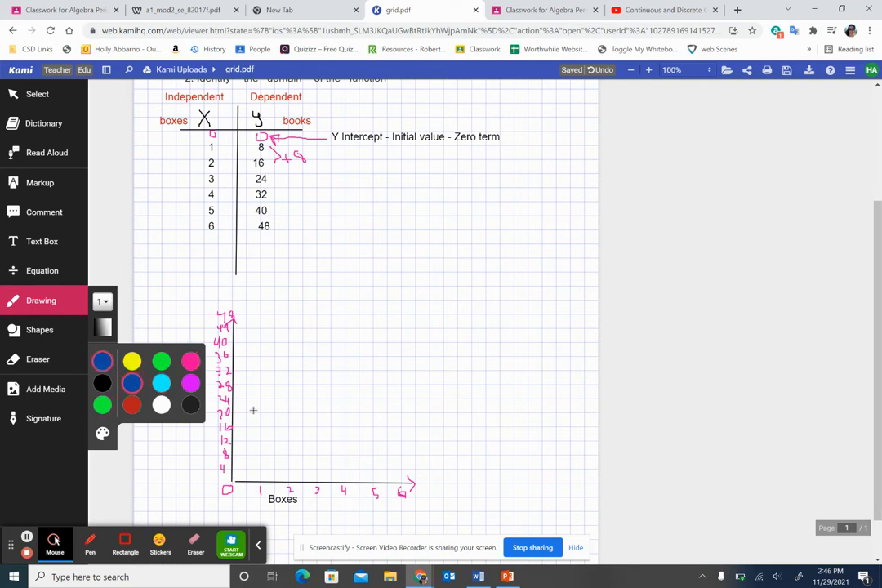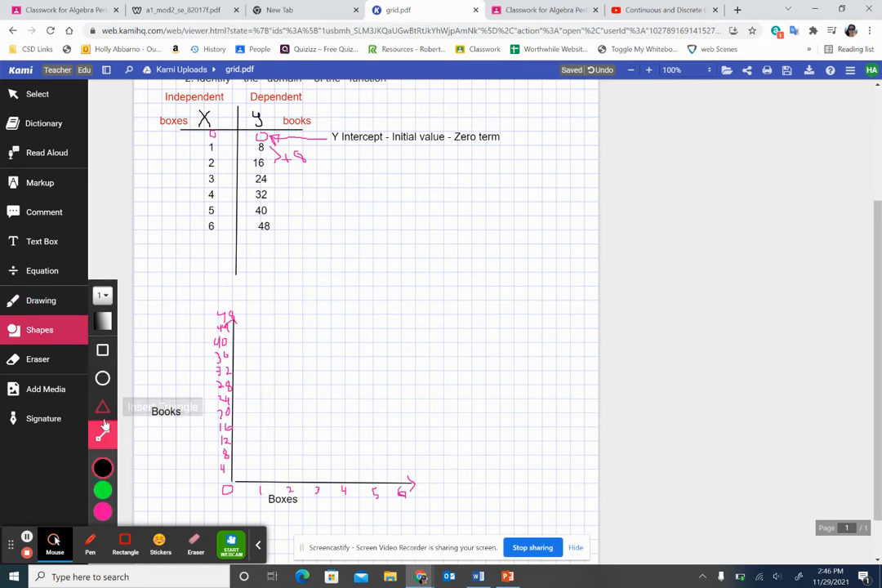All right, and we're just going to go ahead and graph this. 0, 0 is going to be right here. Oops, let me go grab a drawing tool. Okay, that's going to be our first one right here. Then we're going to have 1 and 8, 2 and 16, 3 and 24. Sorry about that. Lost my train of thought for a second. 32, 40, and 48. All right.